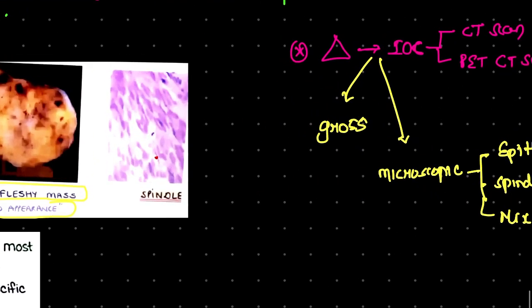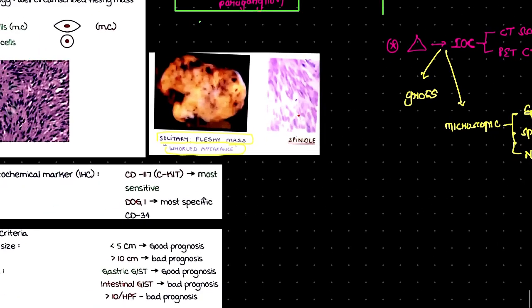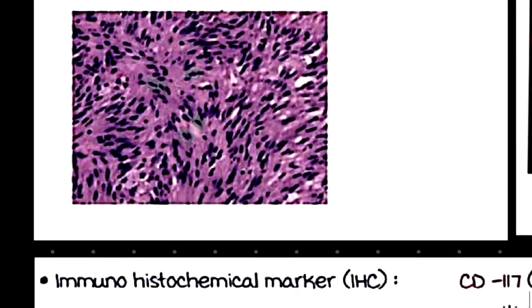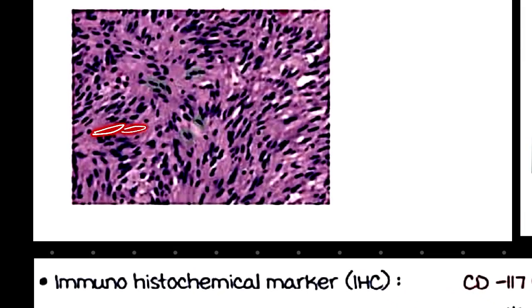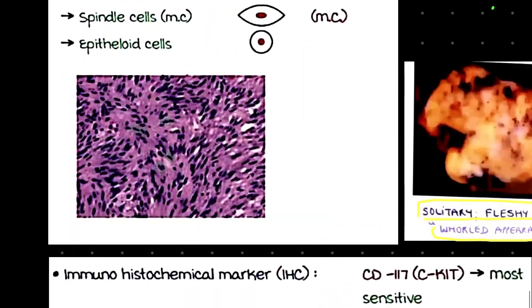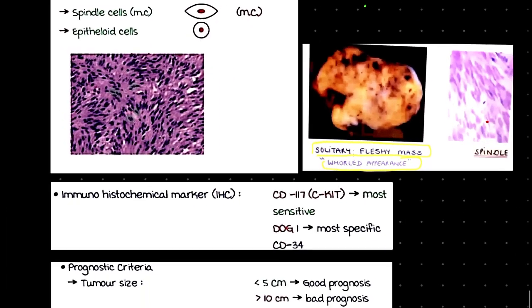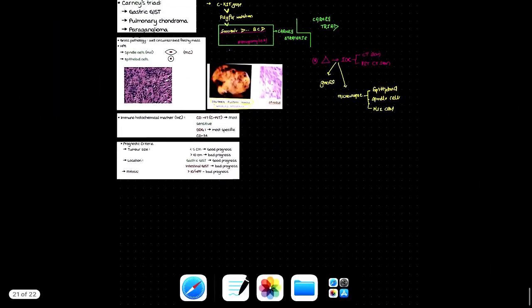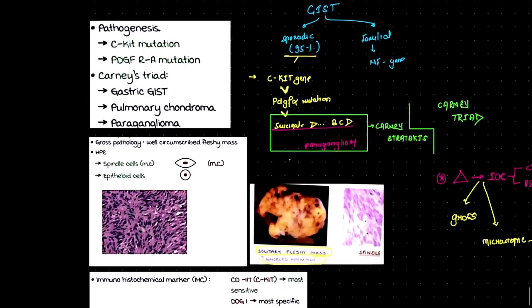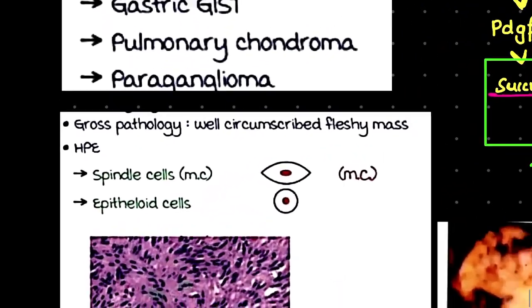Here you can see these are the spindle cells. You can see longitudinal spindle shaped cells. I think it is more clear. You can see right here, these are spindle cells. These are our spindle cells. These are the spindle shape. Okay, let us move toward the content.